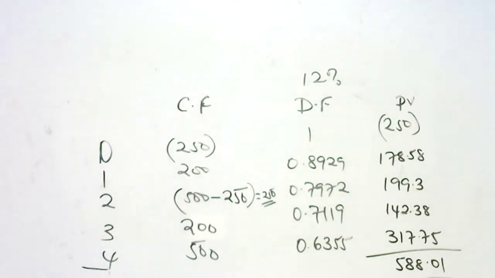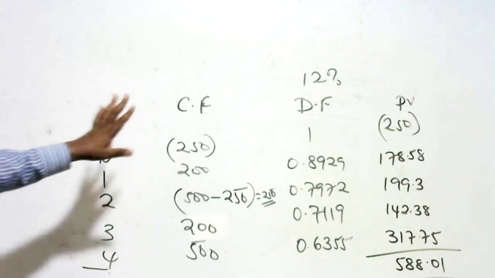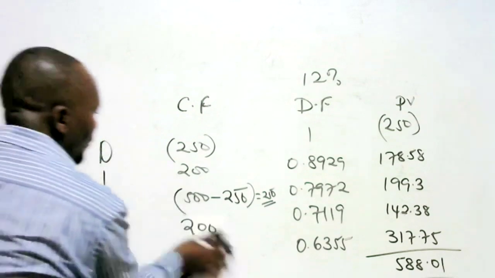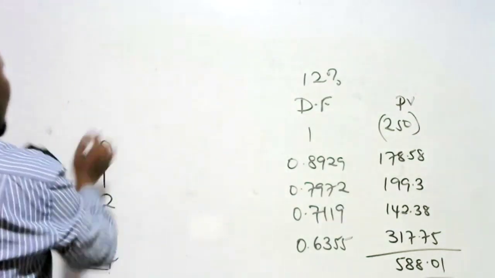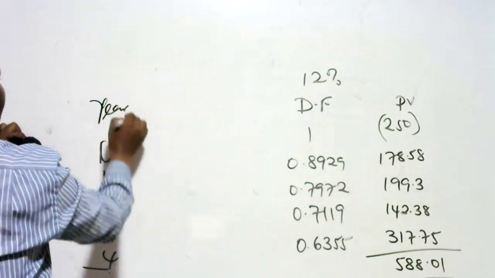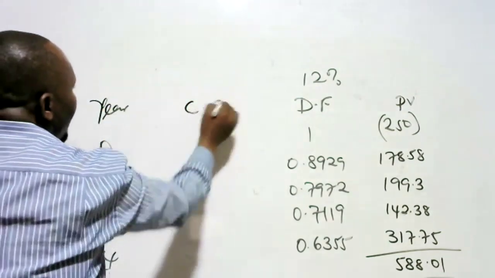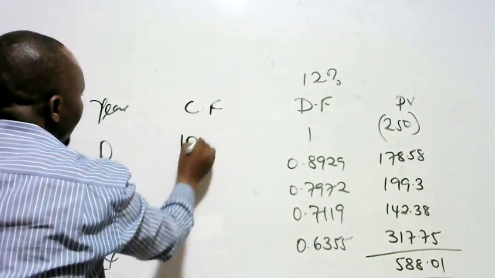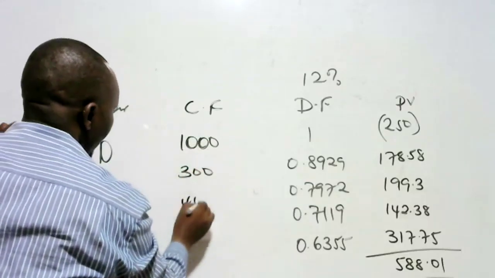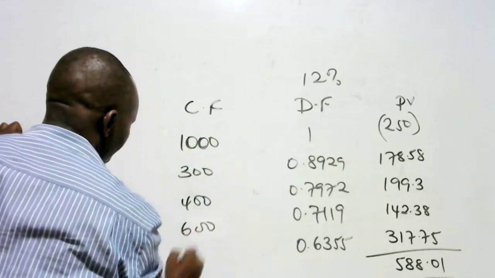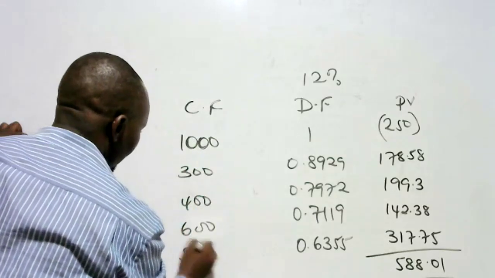So that is the NPV for project A. Let's now go to project B. The only difference is here. We have here the cash flow. Then here we are having 1,000. Here we are having 300, 400, 600, then 500.